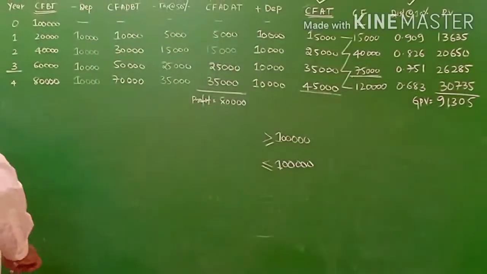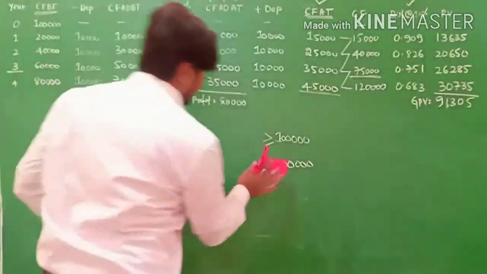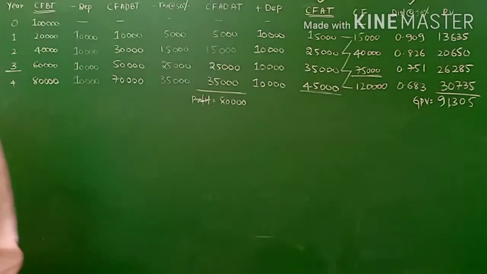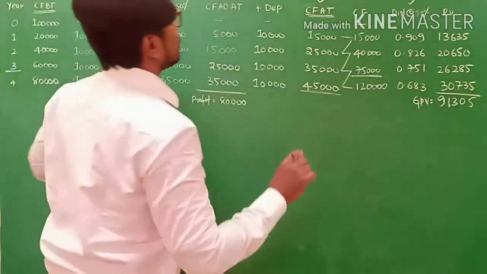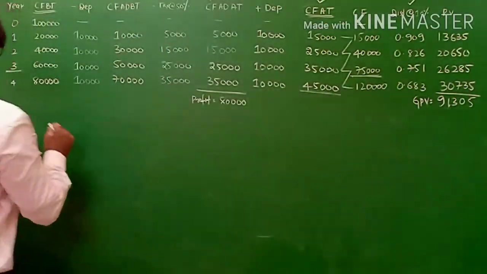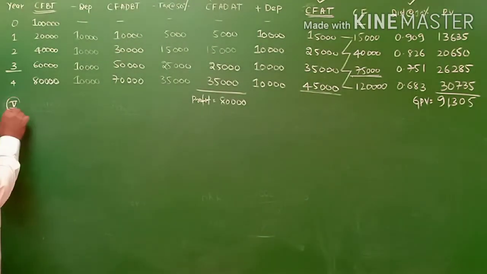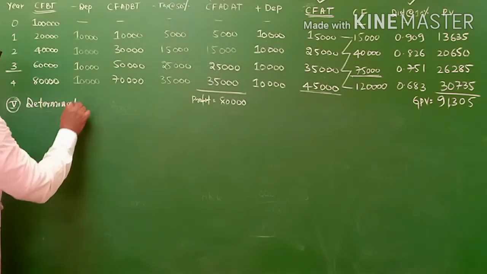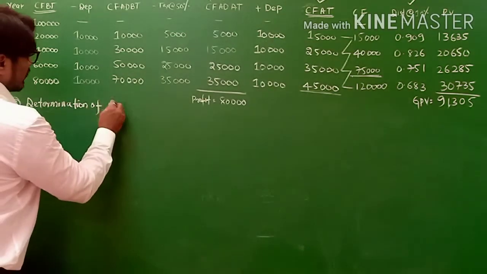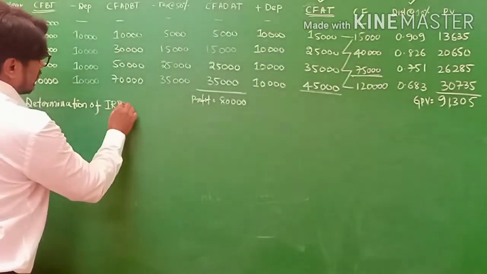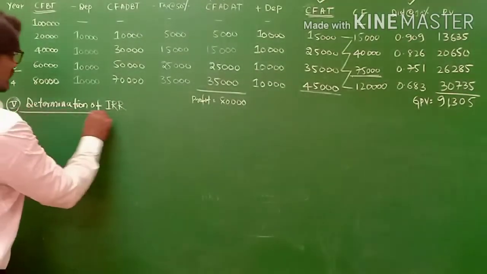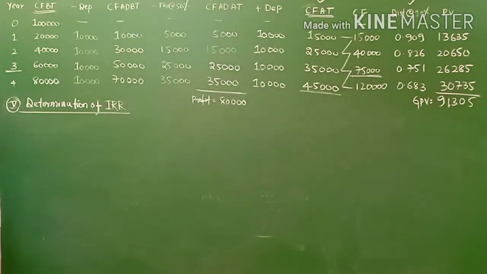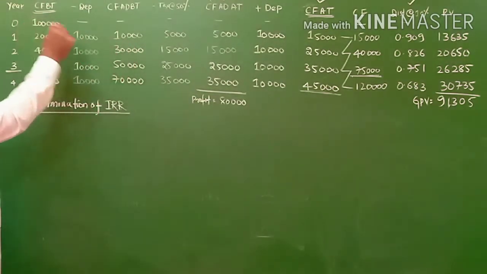So how to find out these two figures? I'll explain you. Don't worry at all, I am there to solve. Fine. Now let us write the fifth heading: determination of IRR, internal rate of return, my friends. So what is the formula to find out internal rate of return? I tell you afterwards. First, I'll consider this.